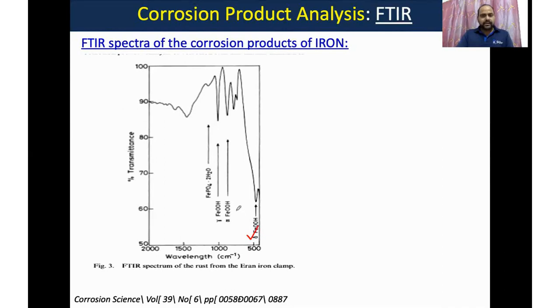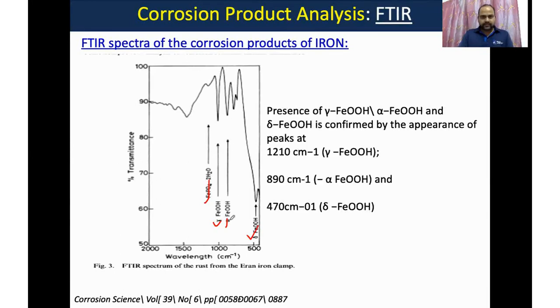Similarly, the peak here, which is almost 900, is alpha. Similarly, at 1050, almost gamma, and then FePO4. So these peaks correspond to different phases of iron hydroxide. In this case, gamma FeOH is at this value, alpha at this value, and delta FeOH at these values. So by just doing FTIR analysis on this sample, we can get an idea about what kind of different alpha, beta, gamma phases of FeOH are there.